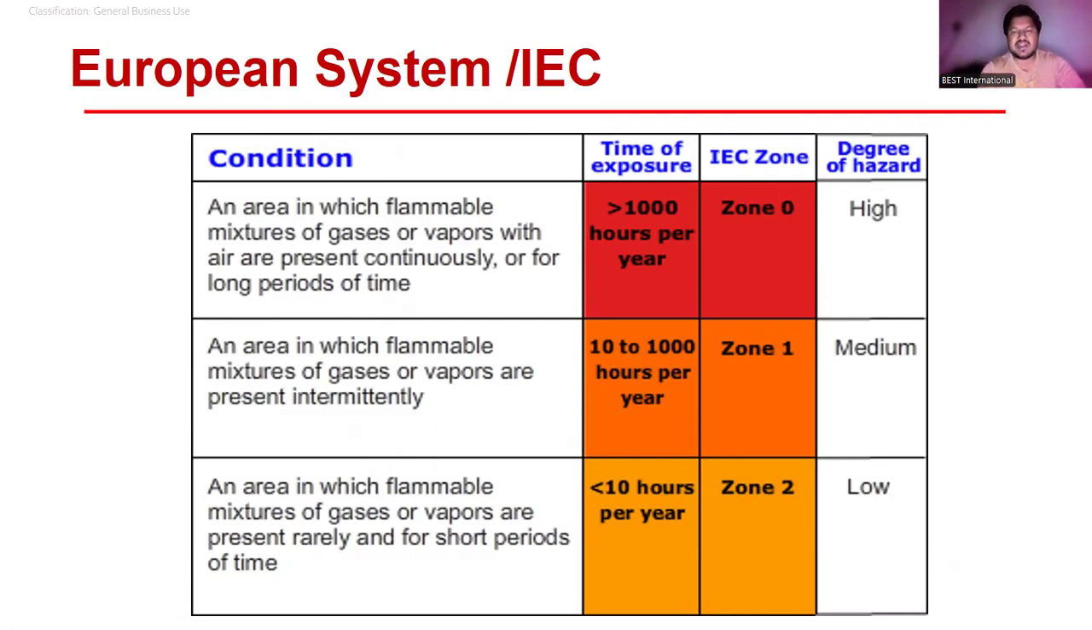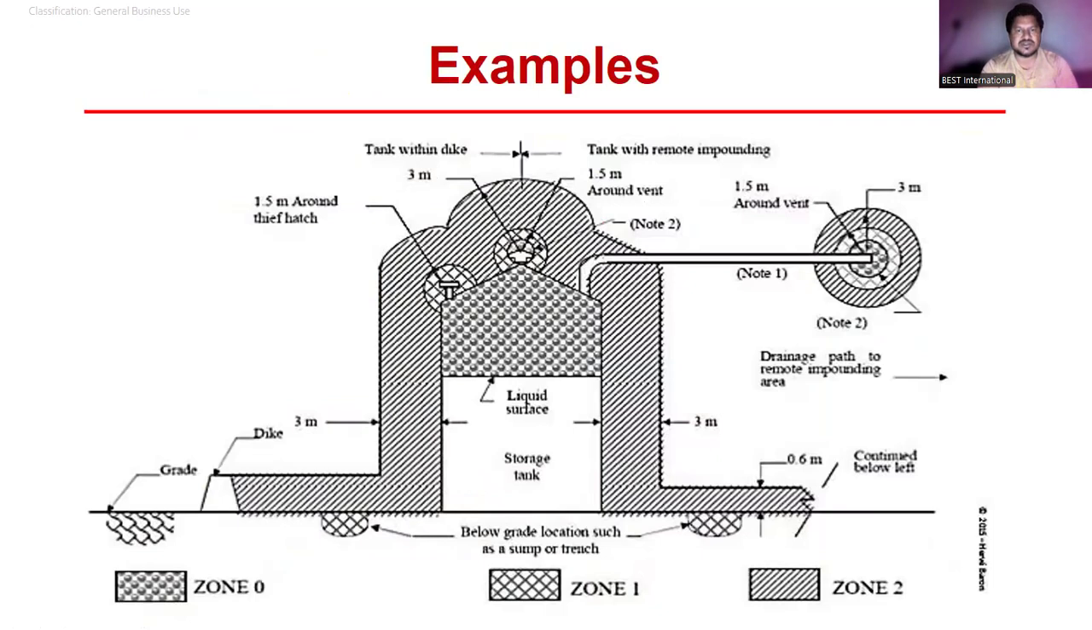Same way, 10 to 1000 hours per year is zone 1. Even though it's medium, the flammable mixture of gases or vapors is present intermittently, because sometimes it's happening. Less than 10 hours per year is zone 2, which is low, an area where a flammable mixture of gases or vapors is present rarely and for a short period of time. So for easy understanding, this is another criteria to remember how that classification works.